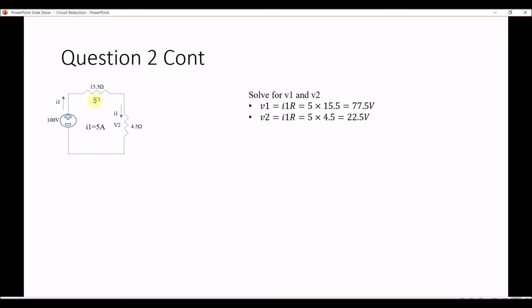So we split our 20 ohms into 2. So we have the 15.5 and we have the 4.5. And we know I1 is equal to 5 amps. So we're going to solve for V1 and V2. V1, well, simply Ohm's law. V1 equals IR and V2 is also IR. So you get 77.5 volts and 22.5. And once again, if you add them up, V1 plus V2, it's 100 volts. Like I said previously in some slides before.